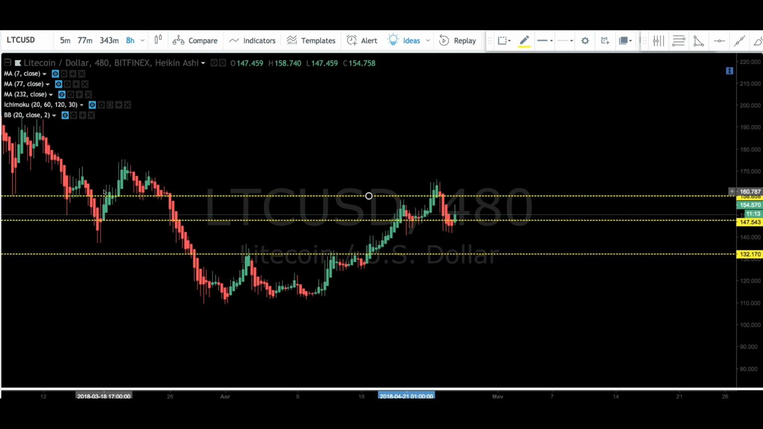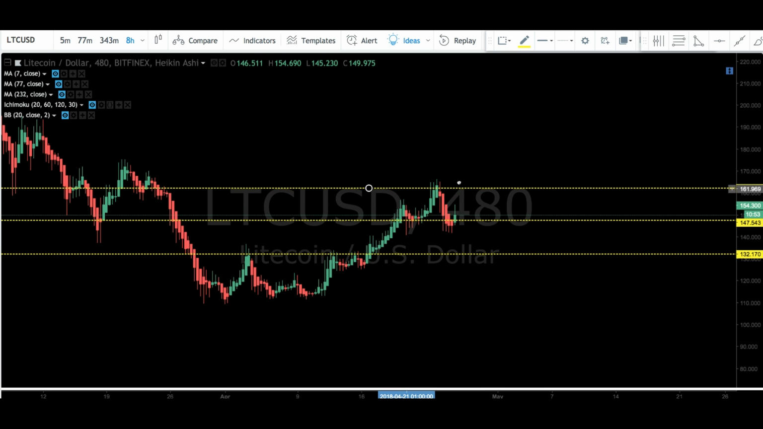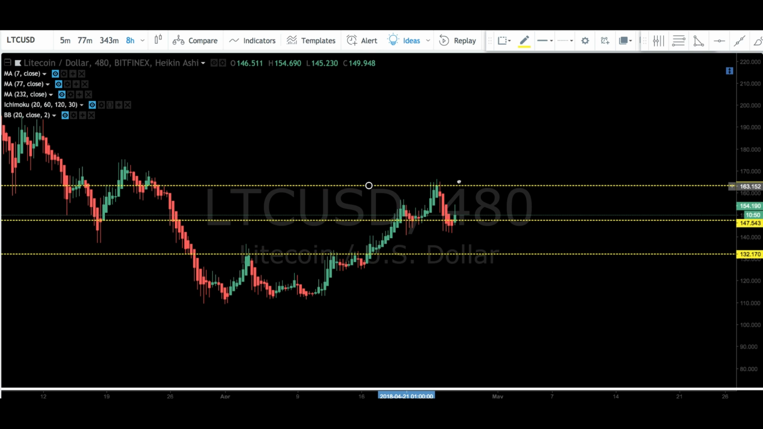We had some support back here, but we closed recently up here in the 163 range. So call it 160 to 163 as our resistance level. If we cannot break through that, then chances are we'll hit a double test of this resistance and then come back down and break through to the next level, which is 132.